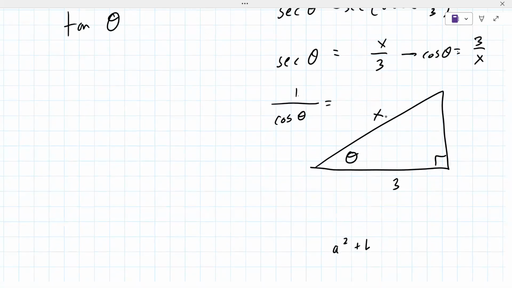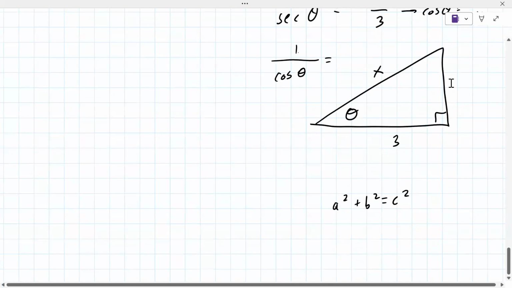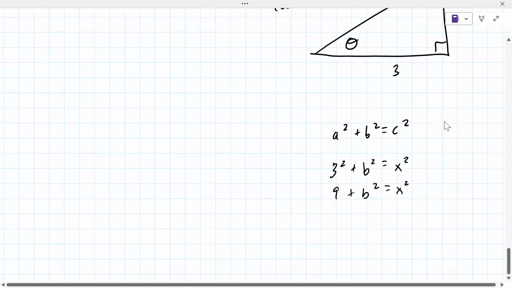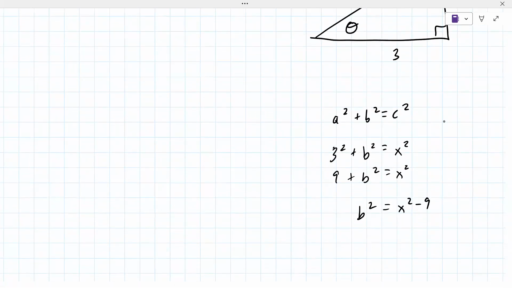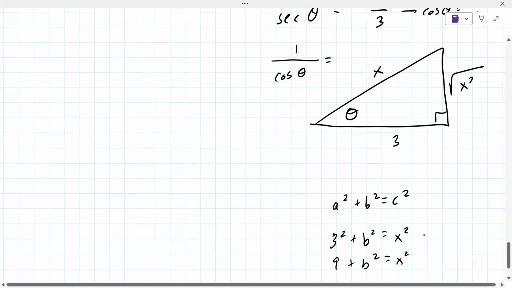Again, it's a squared plus b squared equals c squared. Your a is 3, your c is x. It's not a difference of squares situation. I mean, I guess it could be, but it's the square root of. So a is 3, c is x, so we have 9 plus b squared equals x squared. So b squared equals x squared minus 9. You don't have to use the difference of squares. You just leave it as that because it doesn't cancel out or anything. So b is the square root of x squared minus 9.